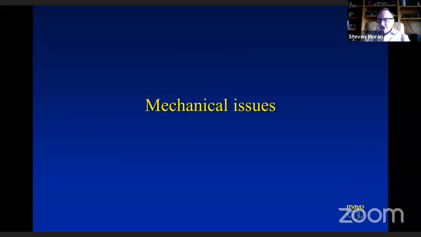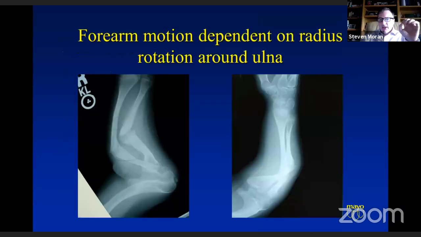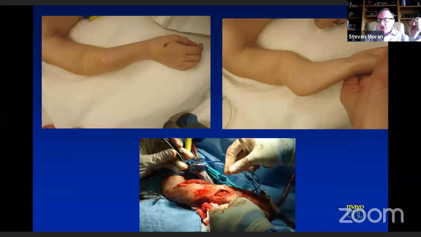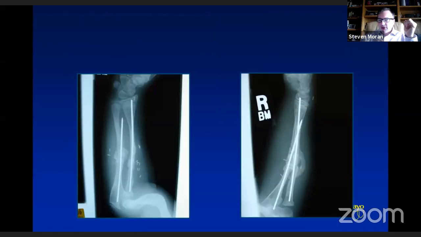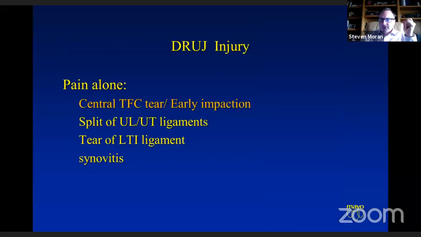So the other thing to just not forget is gross mechanical issues. You always want to get a forearm film, and I always compare these to the other side. So not only wrist films, but forearm films as well. And obviously, you have to have parallel bone structure to have the mechanics of the forearm work. This is just a child with OI. There's no way this child's going to be able to rotate their forearm. There's no problem with the distal radial ulnar joint. And with corrective osteotomies, you can restore this patient to full motion.